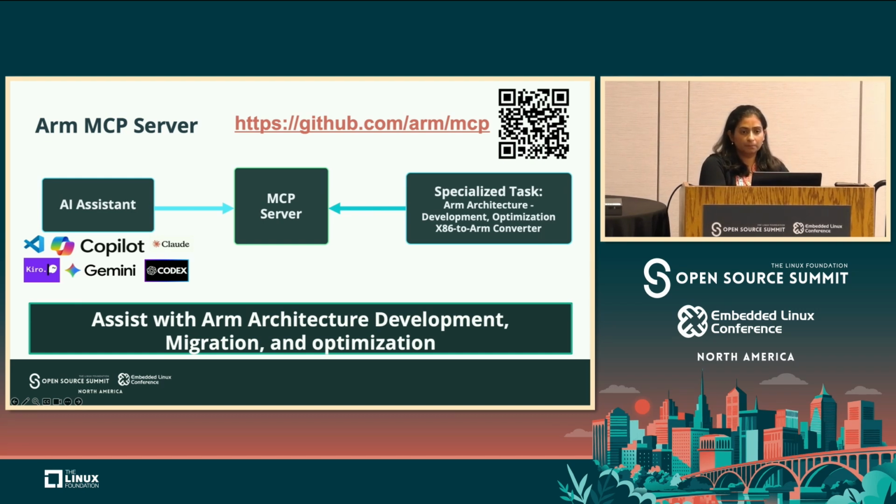The ARM MCP server provides AI assistants with tools and knowledge specifically for ARM architecture development, migration, and optimization. It includes capabilities like container architecture checking, code analysis, and a knowledge base with content coming from the ARM learning paths, which are again open source, and all the other ARM-specific documentation which is available for everyone to use. Now, one of the specialized tasks would be migrating x86 code to ARM-based code, right?